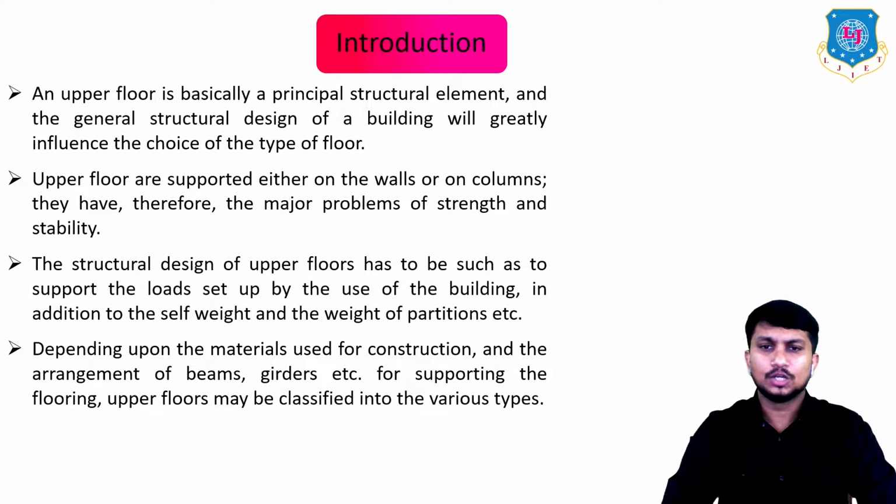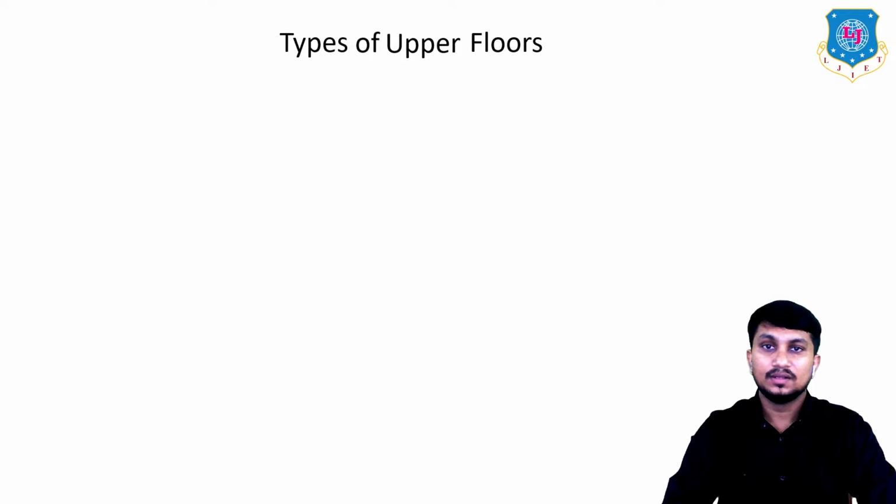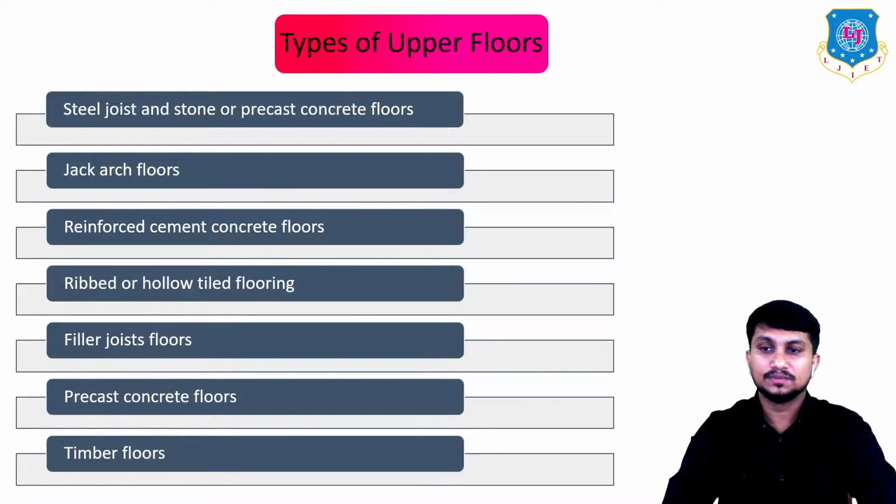The structural design of upper floor has to be such as to support the loads set up by the use of the building, in addition to the self-weight and the weight of partitions, etc. Depending upon the material used for construction and the arrangement of beams, girders, etc. for supporting the flooring, upper floors may be classified into various types. Let's see various types of upper floors.